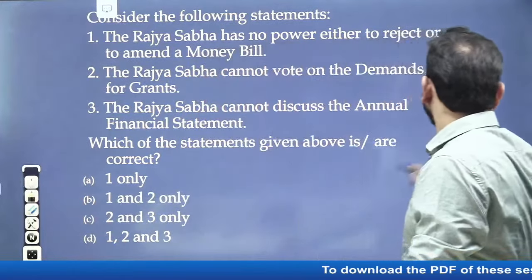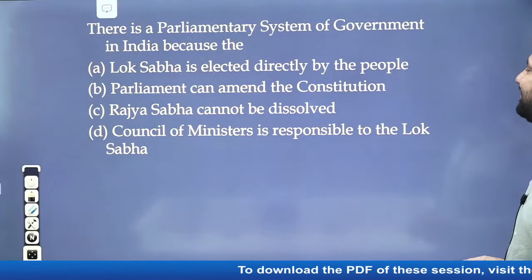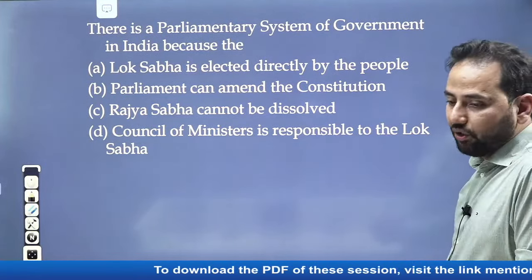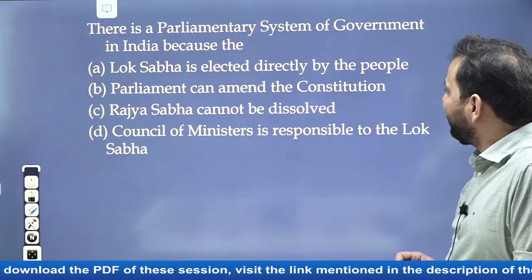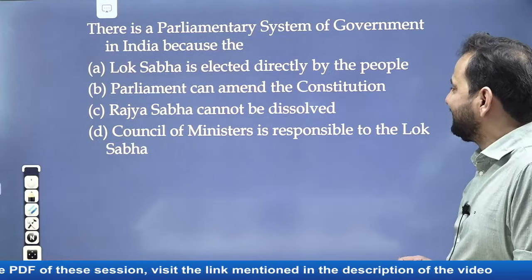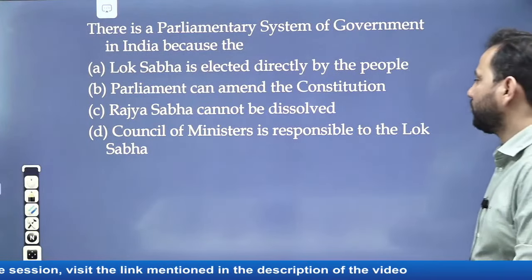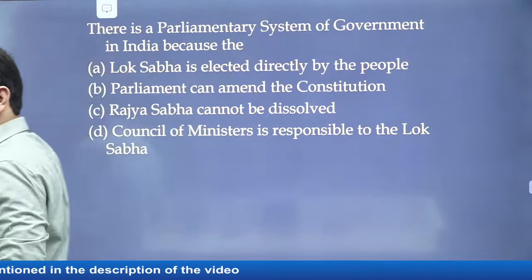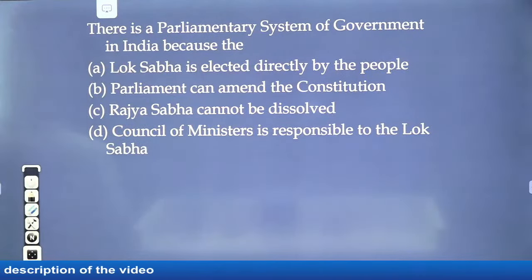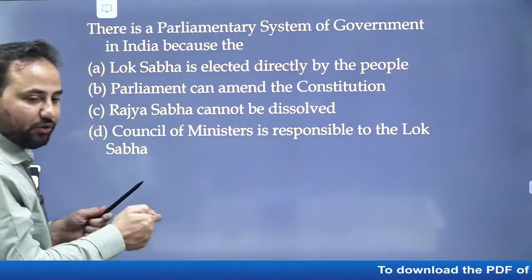See some more questions. There is a parliamentary system of government in India because: the Lok Sabha is elected directly by the people; Parliament can amend the Constitution; Rajya Sabha cannot be dissolved; Council of Ministers is responsible to the Lok Sabha. Now, if you talk about this parliamentary form of government, again the concept of collective responsibility comes into existence. And if you talk about collective responsibility, you have to understand that this collective responsibility comes from the executive being responsible to the legislature.